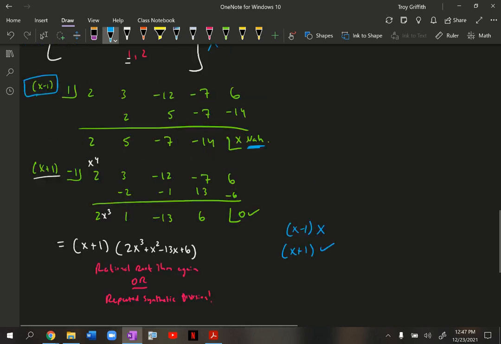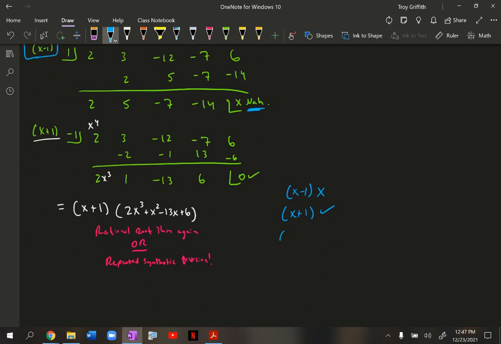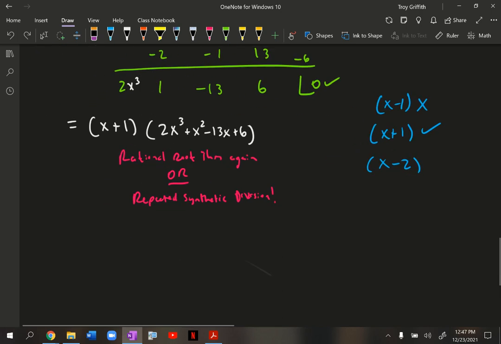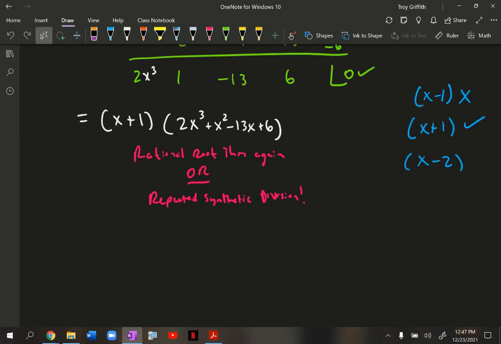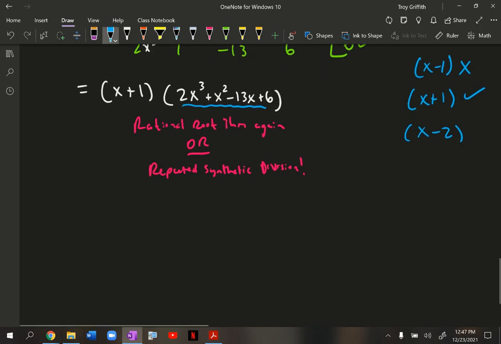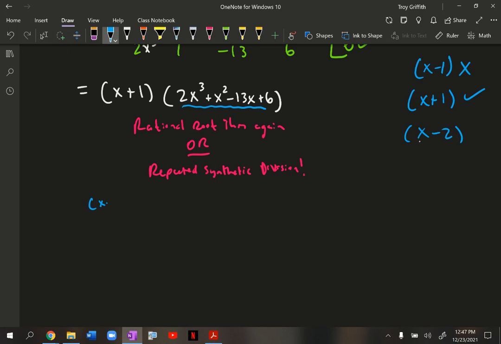The next thing in our list would be 2 over 1, so that would be x minus 2. So I'm going to try x minus 2 next, but I'm not going to go back to the original function to do this. I'm going to keep what I got as my answer right here, and I'm going to try x minus 2 with that. So I'm going to put a 2 in the box, and we're going to use this right here for my coefficients, and we'll see what we get.